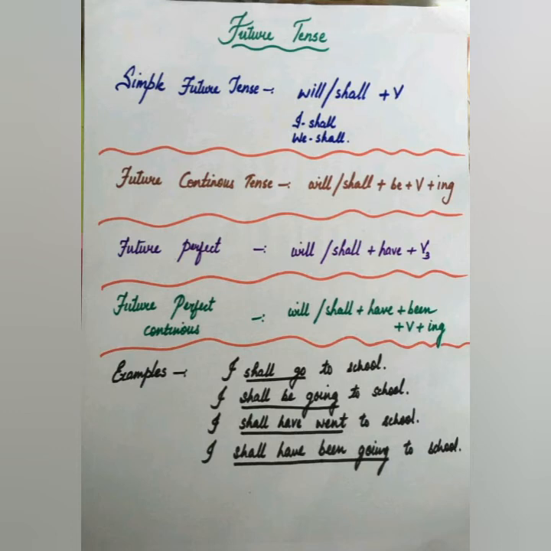Will is used with everyone. Nowadays we use I will, we will also, but normally I shall and we shall is used. You might have heard the song we shall overcome. So there shall is used, right? Similarly, I will, we will is also used nowadays. So every time we use will or shall, we can use it with everyone. Only shall is used with I and we.